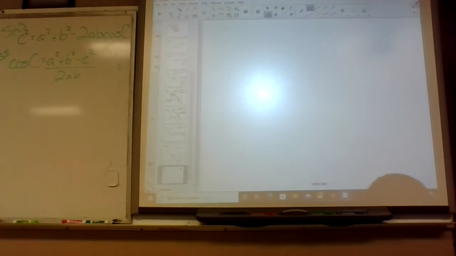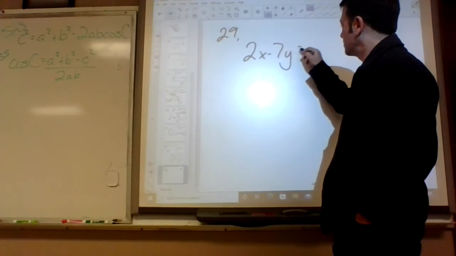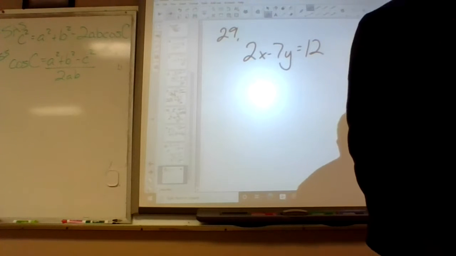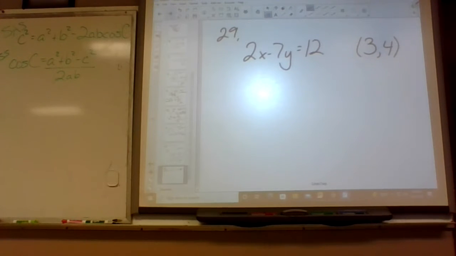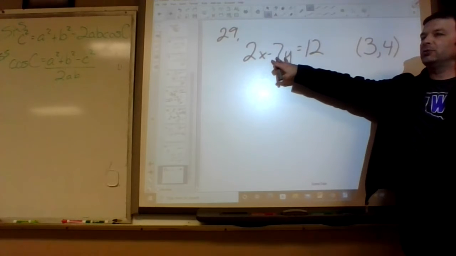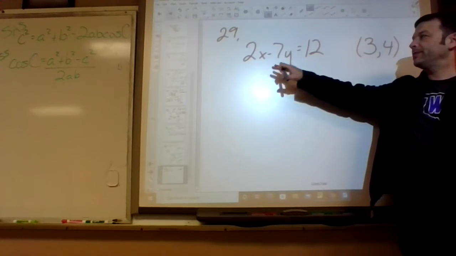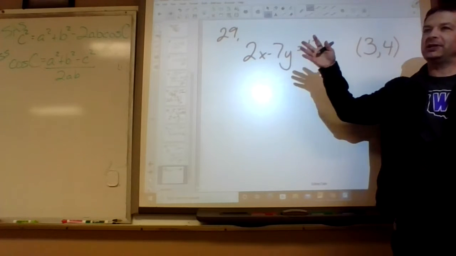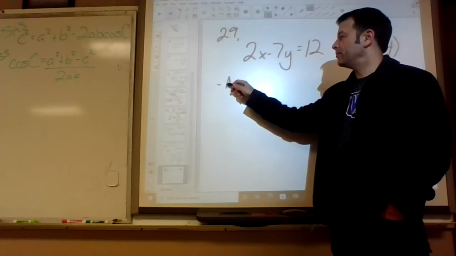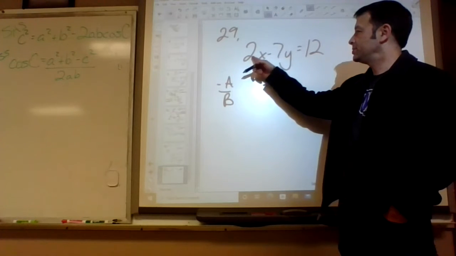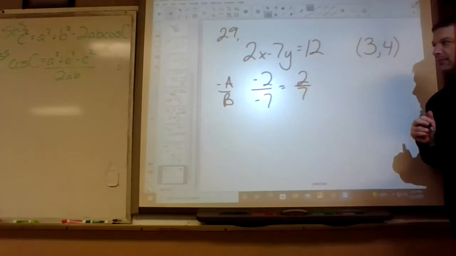Number 29, parallel to 2x minus 7y equals 12 and goes through 3, 4. So they said they want a line that's parallel to this line. What do we know about parallel lines? What do we know about their slopes? Same slope. So I'm going to take the slope from this line and use it in my line. What is the slope of this line? Negative a over b, right, if it's in standard form. So negative 2 over negative 7, or just 2 sevenths. All right, so that's my slope.